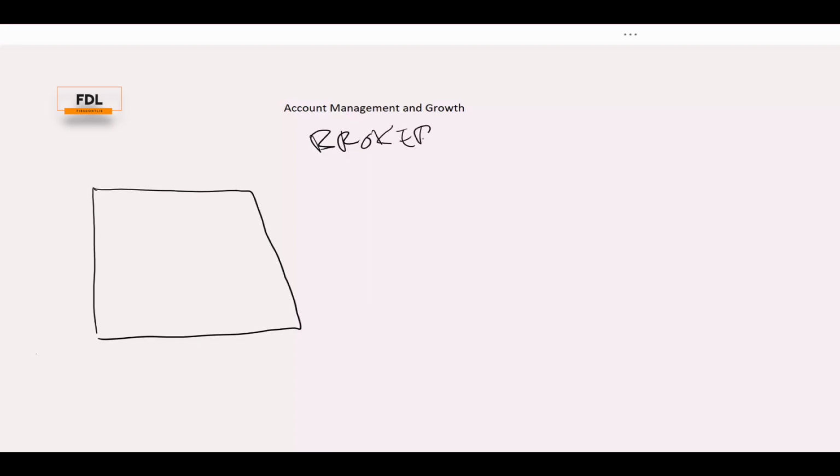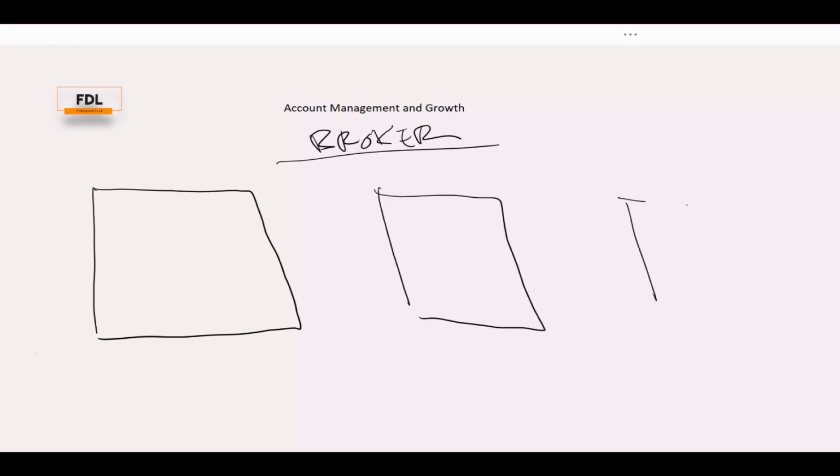Once you open your broker account, within a broker account, you can have several accounts inside that broker account. So I'll be drawing little boxes to identify the different accounts within your broker. Now, it doesn't matter what broker you use, they will always allow you to have multiple accounts inside that broker. So I will first start off with just account management.